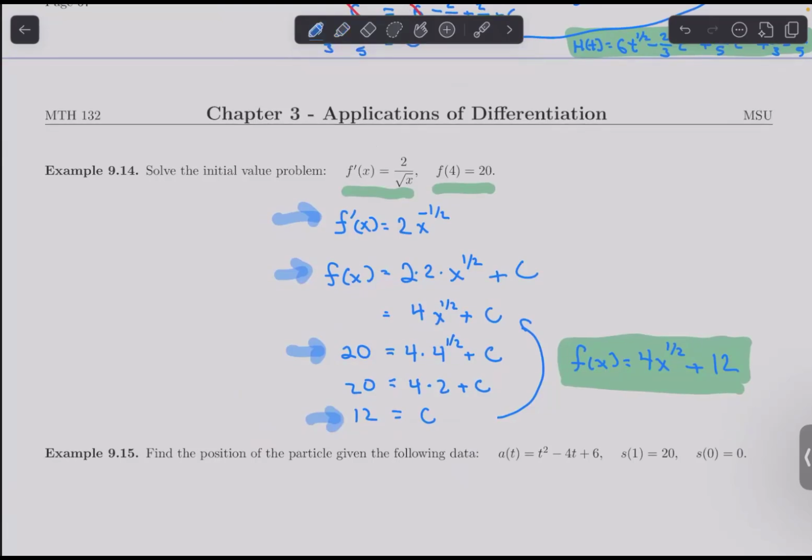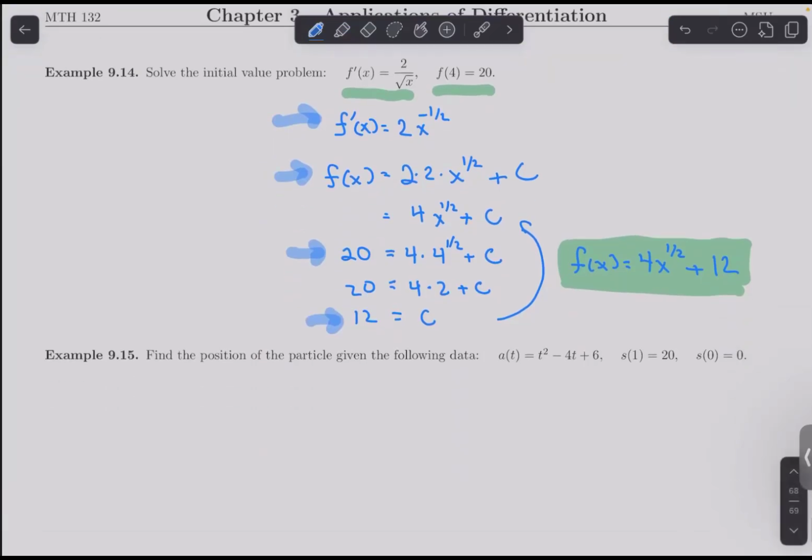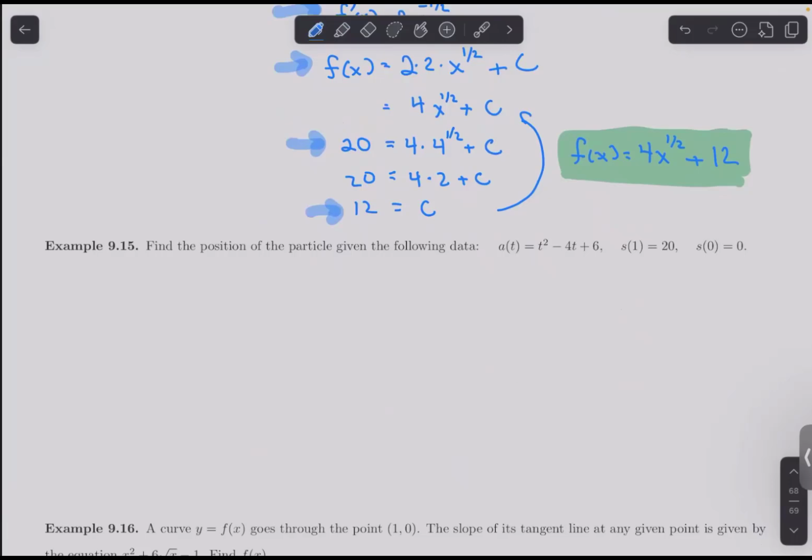And again, you just need to remember that phrasing, right? Solve an initial value problem means go out and find this mysterious function that satisfies these conditions. All right, now more from an application standpoint, we can also be given things that we know are derivatives.